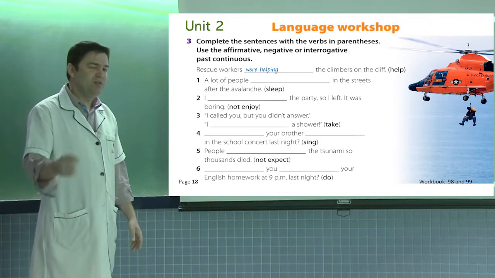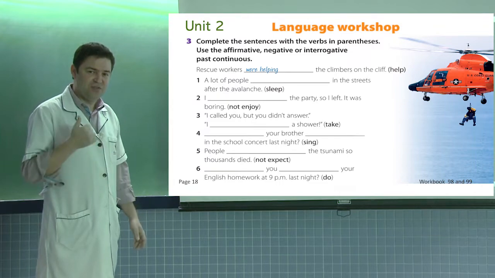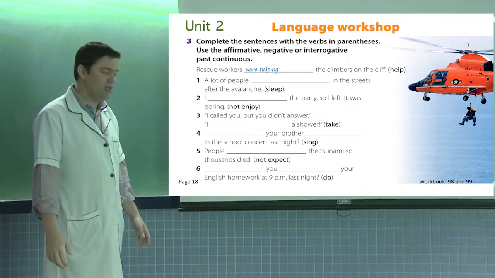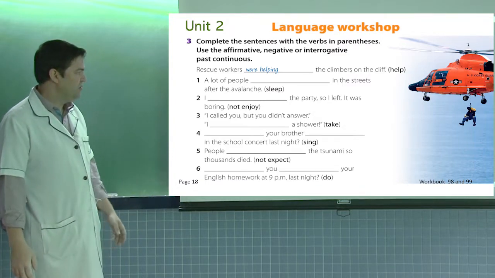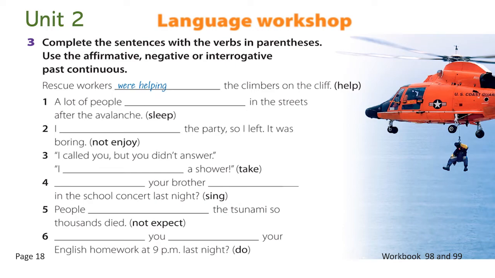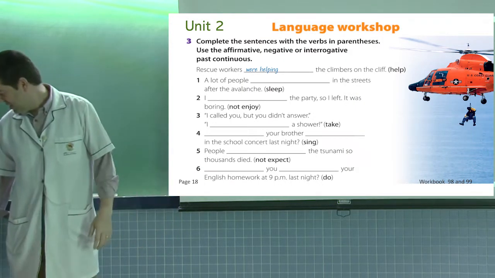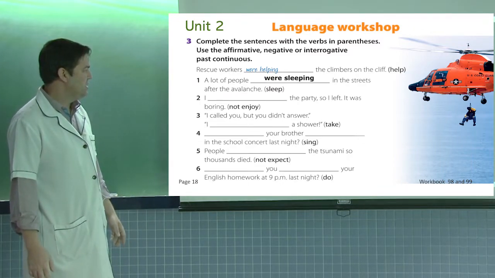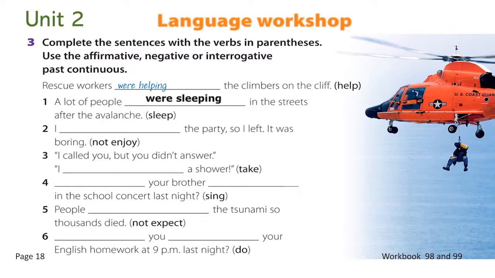Oh, by the way, now is the moment you stop the video and do the exercise, right? So don't wait for me. Be independent. Do the exercise beforehand and then correct with me when you finish, okay? A lot of people. Then here, singular or plural? Yes, plural, yes. So were sleeping. If you did like this, then you're right. We're sleeping in the streets after the avalanche, okay? People, plural of person, so more than one. That's why I'm using were.